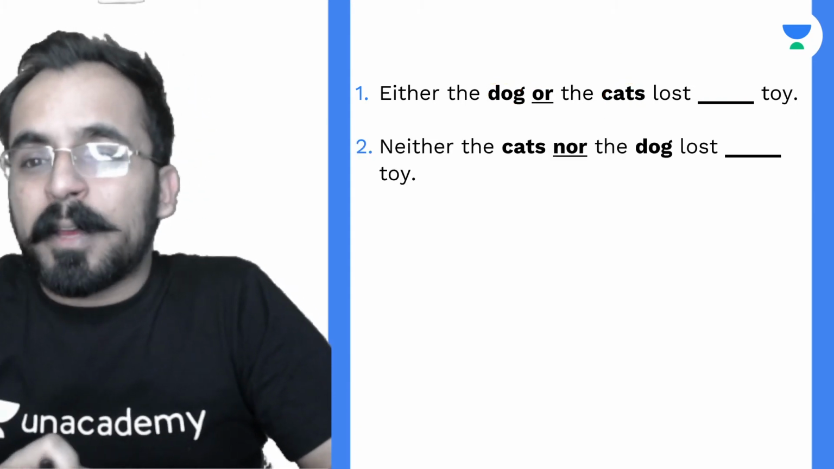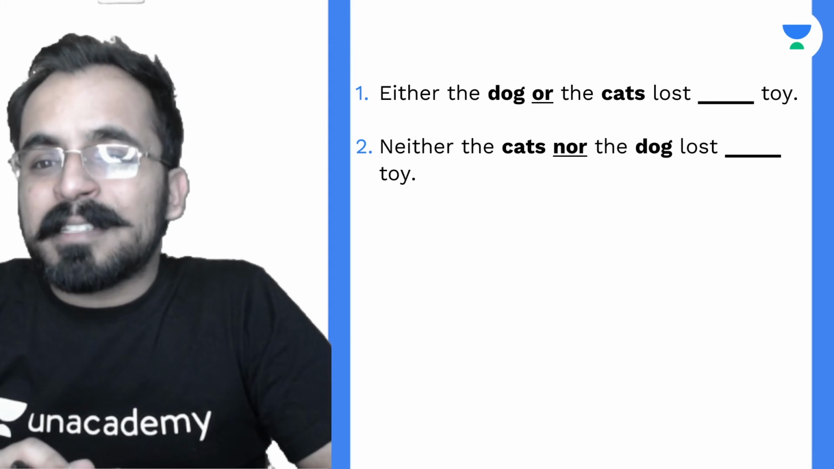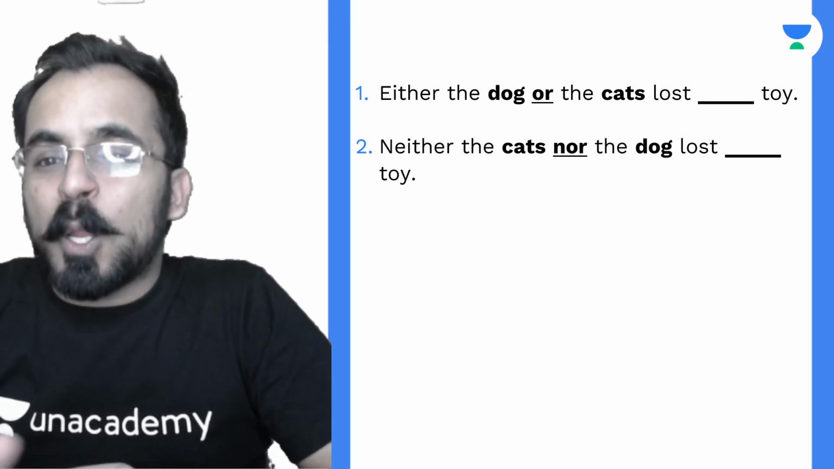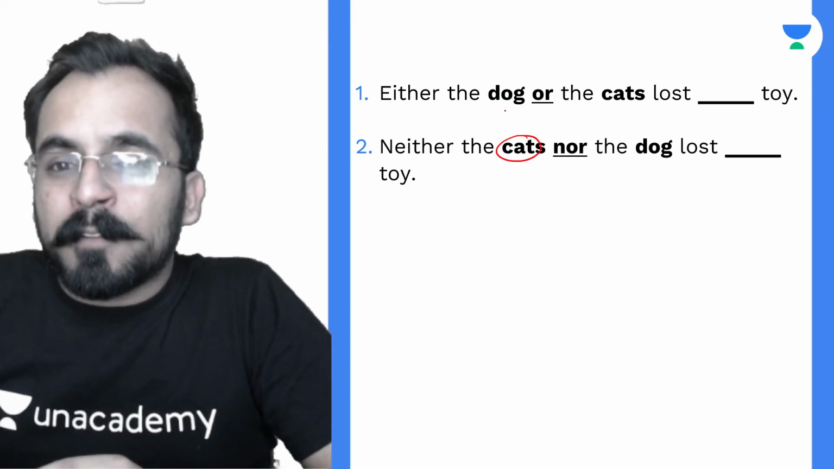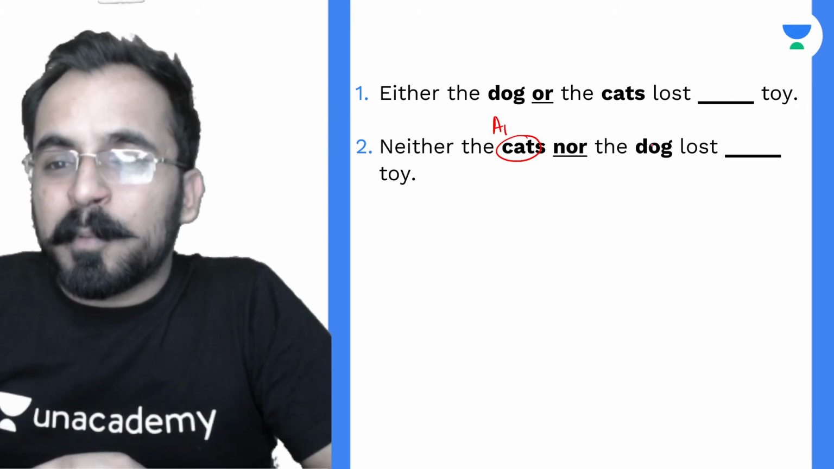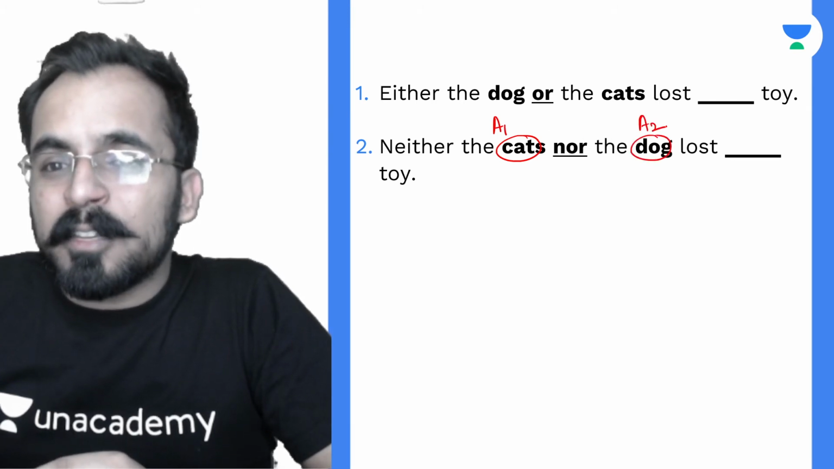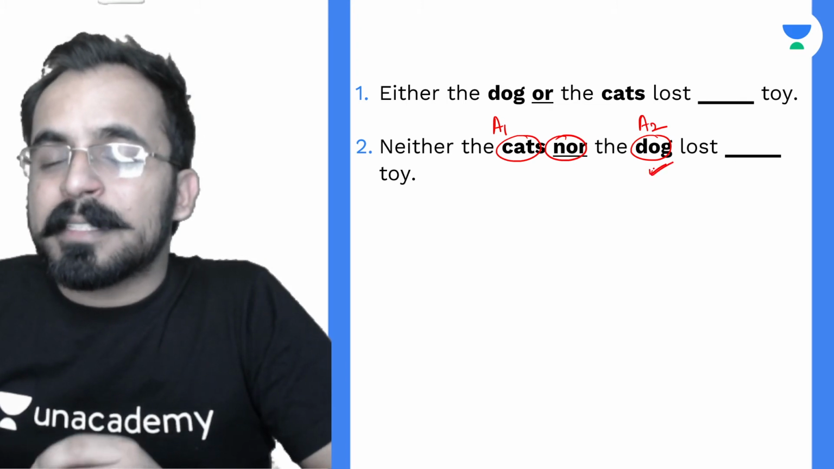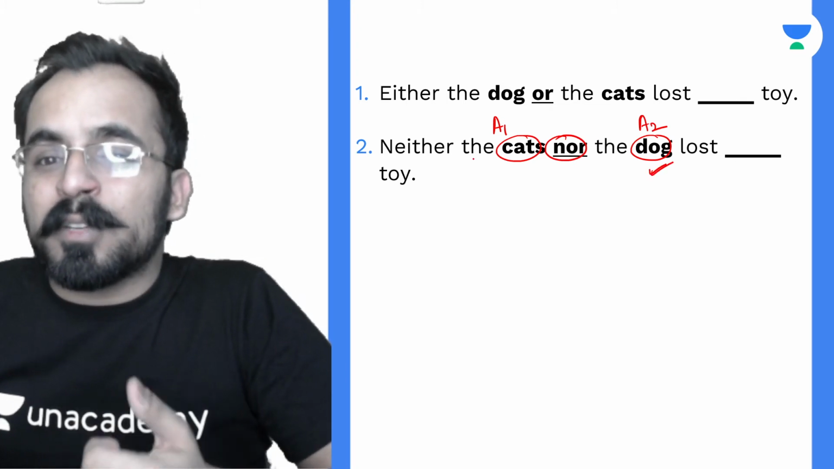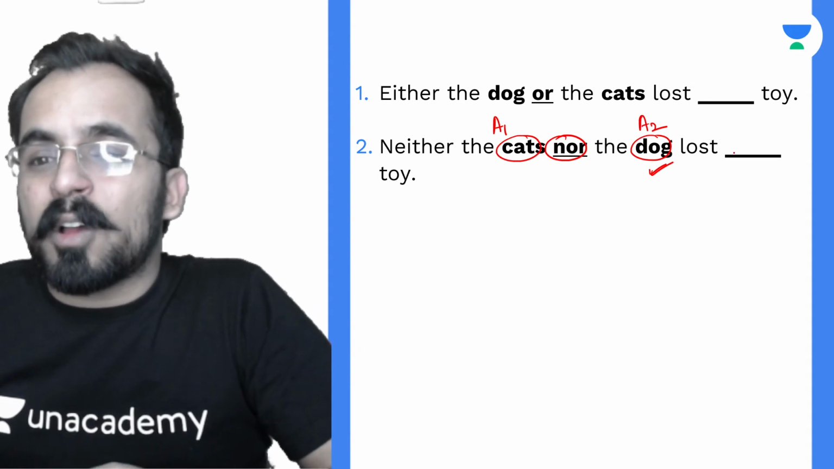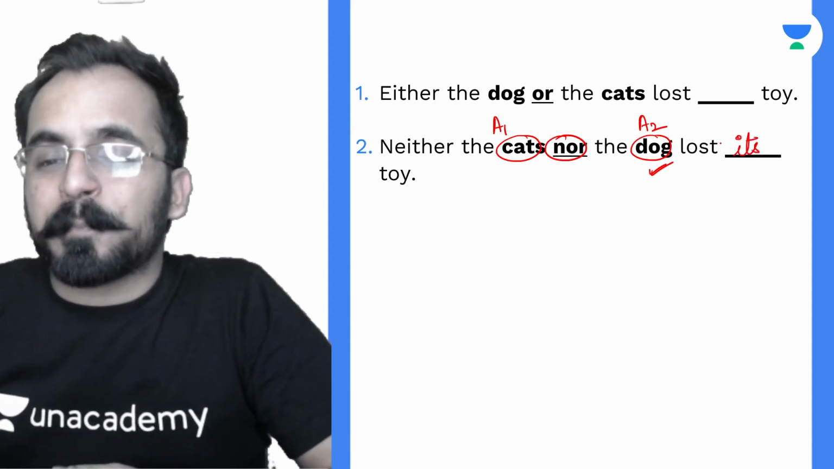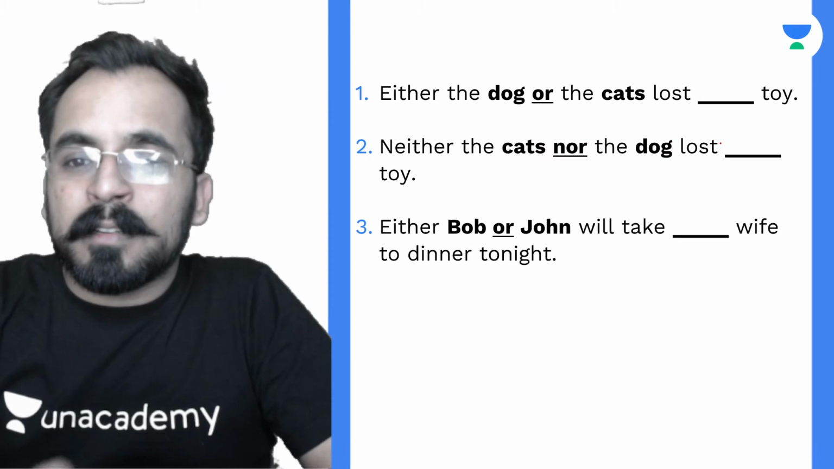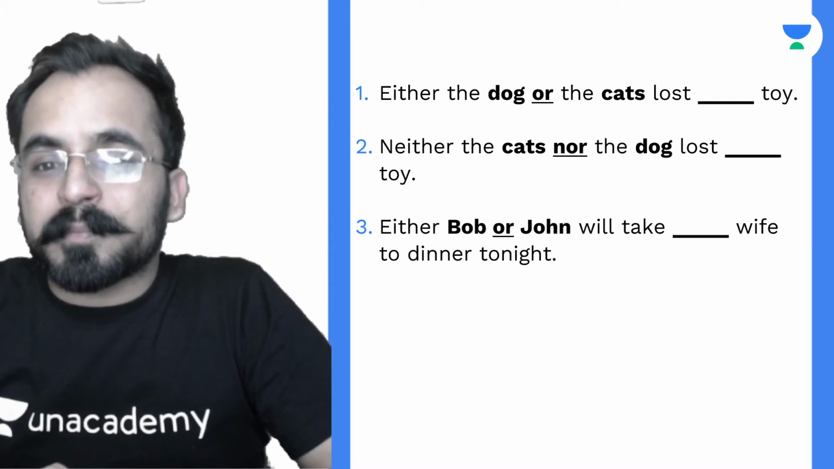Move to the second one. Neither the cats nor the dog lost dash toy. First antecedent is plural, second antecedent is singular, joined together by "nor," and my pronoun has to agree with the antecedent which is closest to it. So neither the cats nor the dog lost its toy. Right?